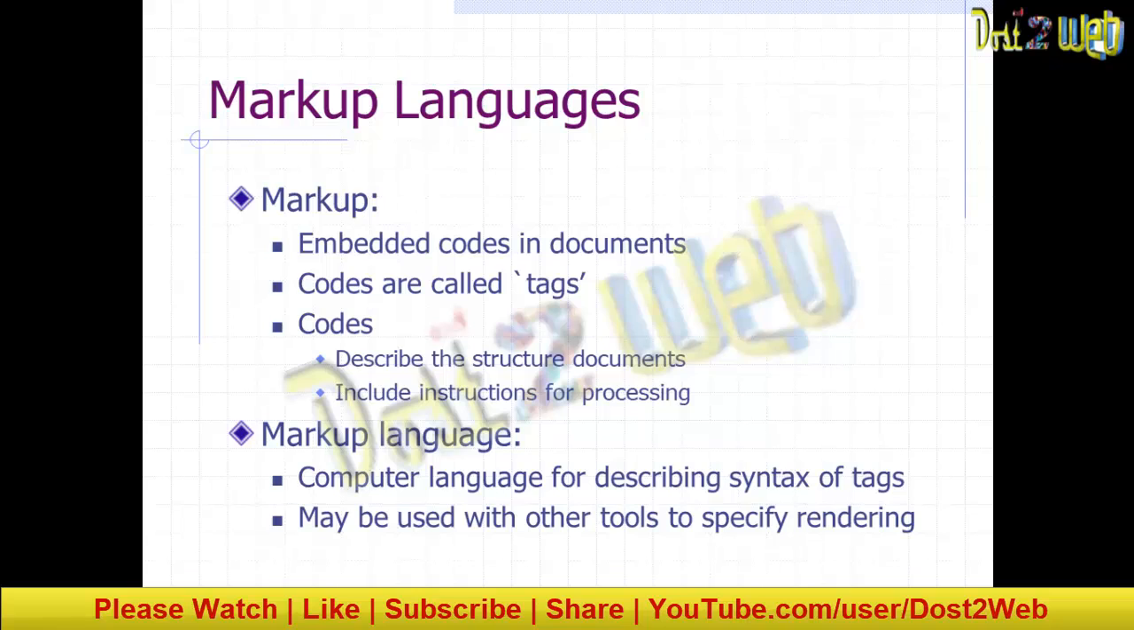So a markup language is a computer language for describing the syntax of tags, which may be used with other tools to specify rendering. It means you can write the tags, and you can use several kinds of tools also. As I said yesterday, you can use Notepad++ or Adobe Dreamweaver. There are many software tools you can use to render your code, that is, your tags.